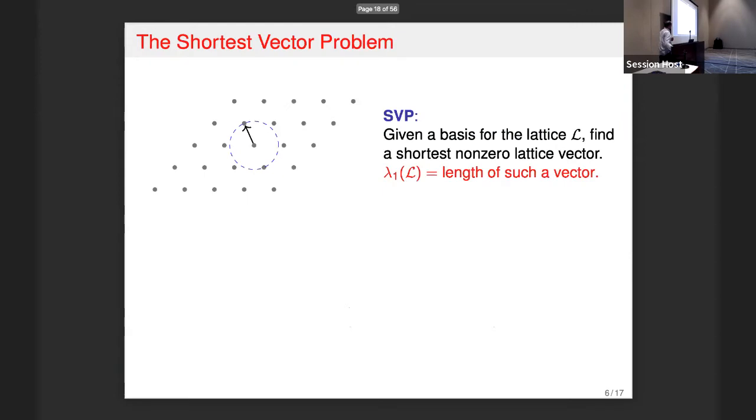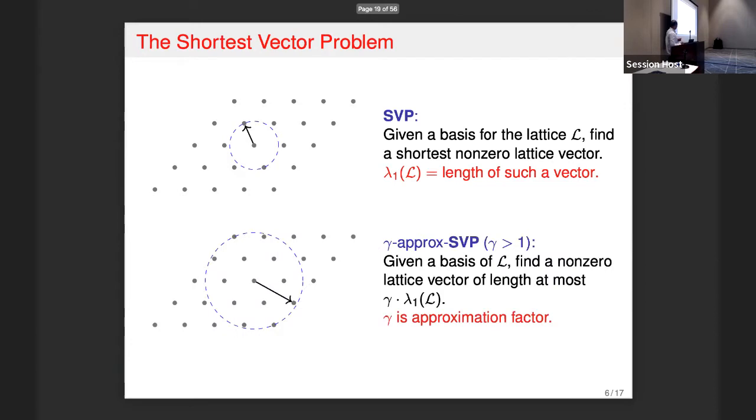So let's look into the most important problem on lattices, which is the shortest vector problem. In this, we are given a basis of the lattice, and our goal is to find the shortest non-zero lattice vector. We will use the notation lambda1 to denote the length of such a vector. We can also define the approximation of this problem: in gamma-approximate SVP, given a basis of the lattice, we want to find a non-zero lattice vector whose length is at most gamma times lambda1.